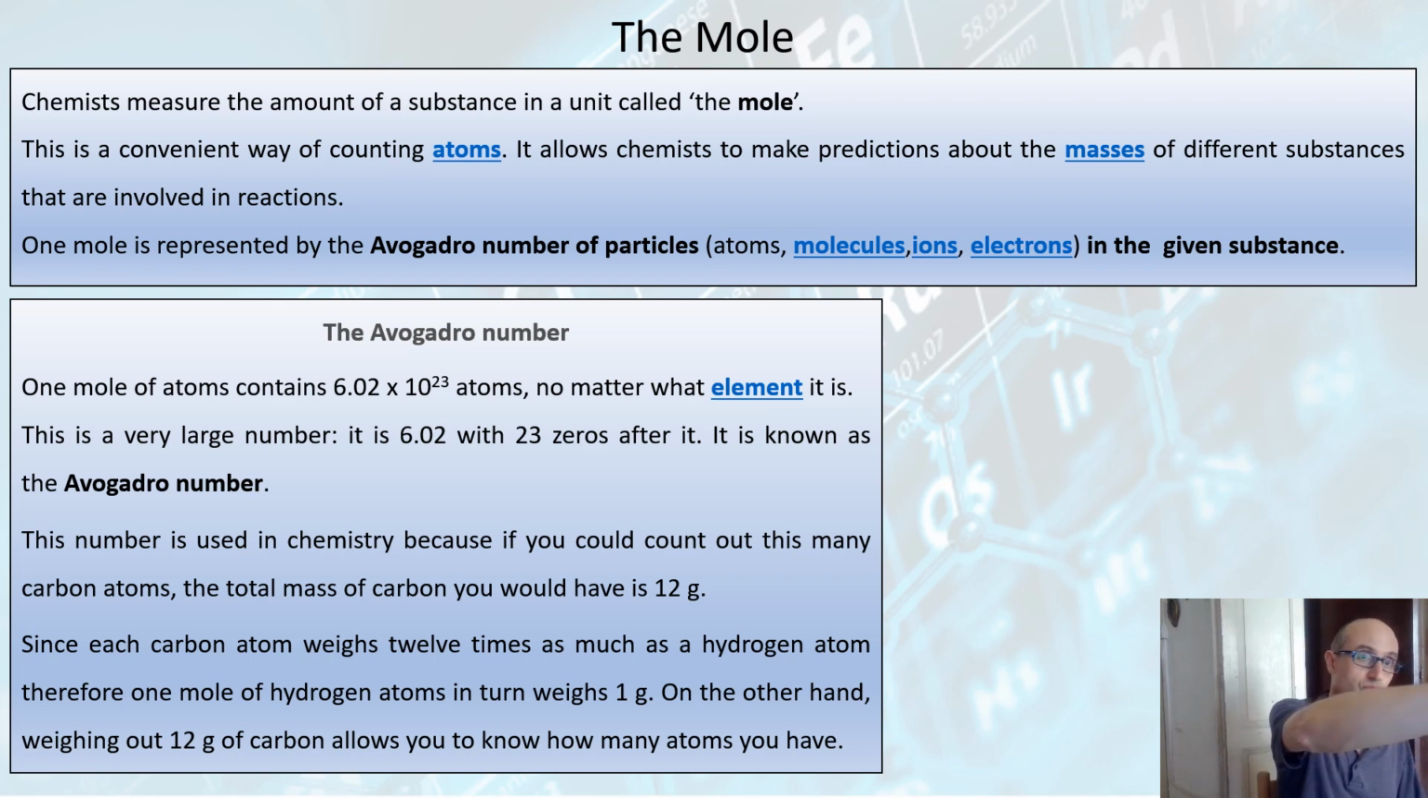Imagine covering all of that coastline with 5 meters of high sand. It's an enormous number. And the reason why we use that number in chemistry is because atoms are so tiny. Imagine trying to weigh a single atom.